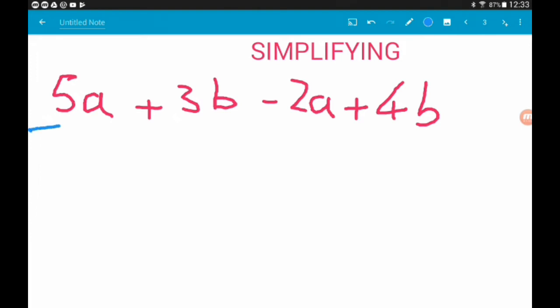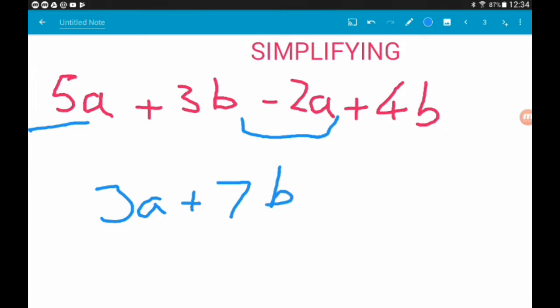So, what we're going to do, we're going to deal with the A's first of all. So we got 5a there, and then over here we're subtracting 2a. So we've got 5a minus 2a, which is going to leave us with 3a, and we've got 3 bananas plus 4 bananas, so we've got plus 7 bananas. So that expression simplified is 3a add 7b. So that's what simplifying is all about. Let's plonk this all together now.